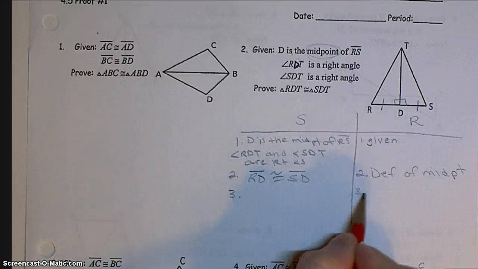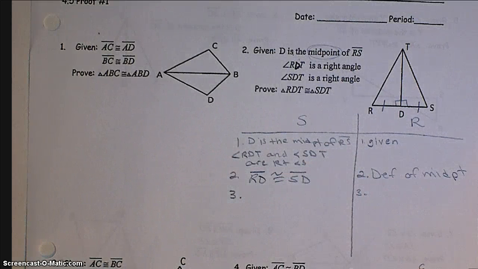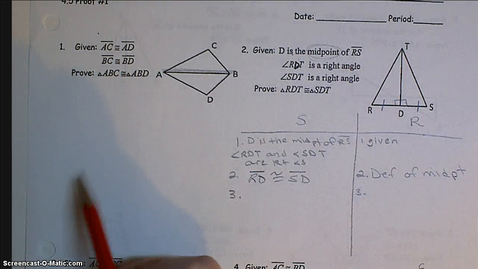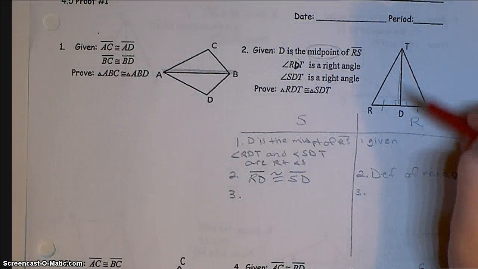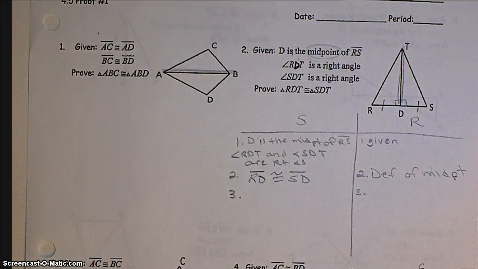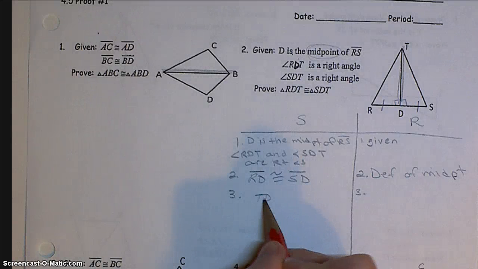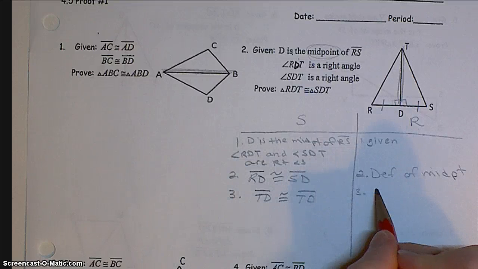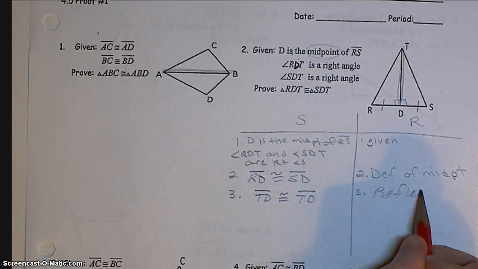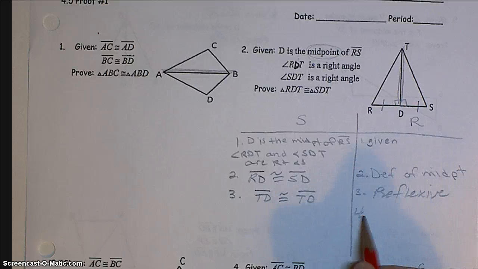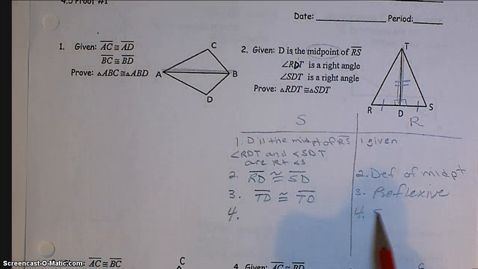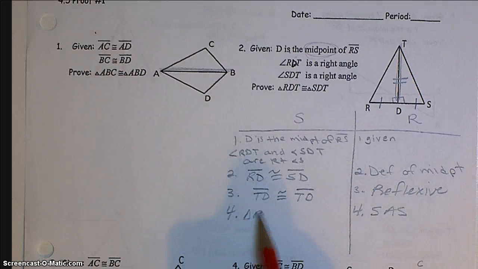Next step. Well, just like number 1, I noticed that right here, this side AB, it's kind of overlapping itself. Same situation in example number 2. Side TD is congruent to TD itself. Anytime something's congruent to itself, that's called reflexive. Now if I look at my triangles, I have SAS, so they are congruent.